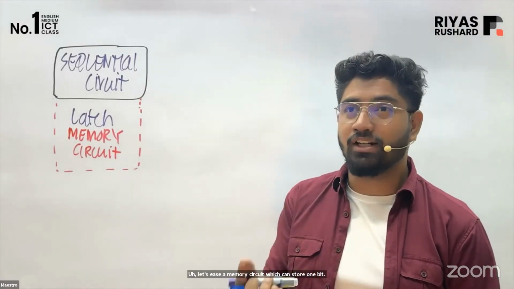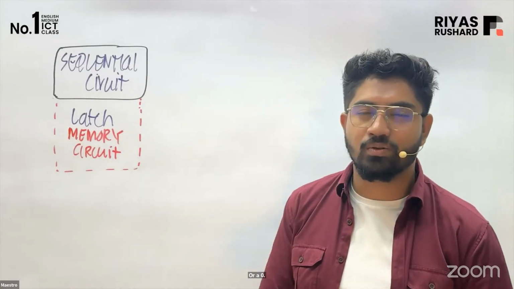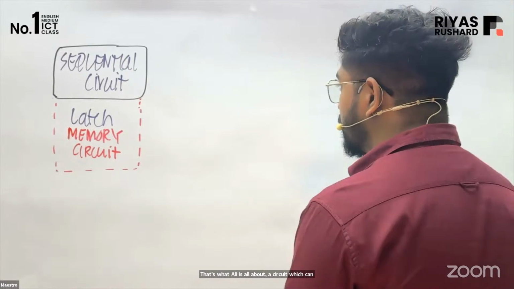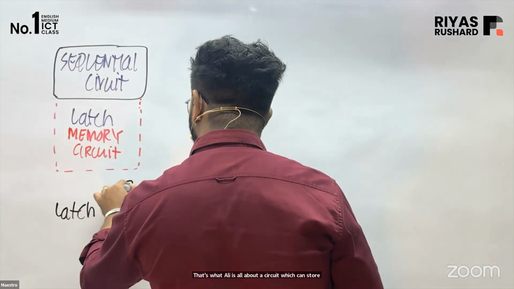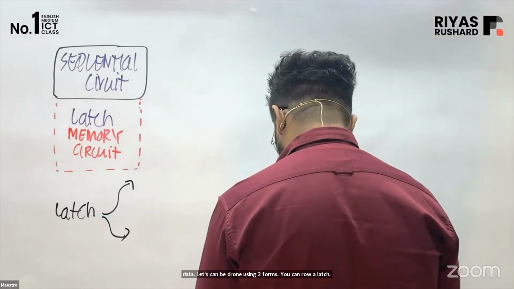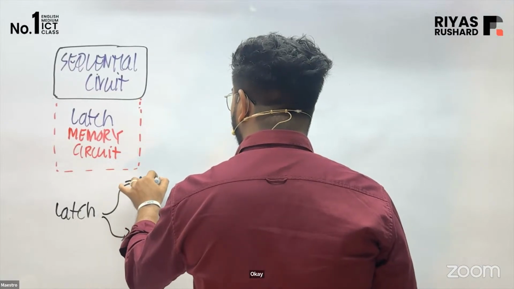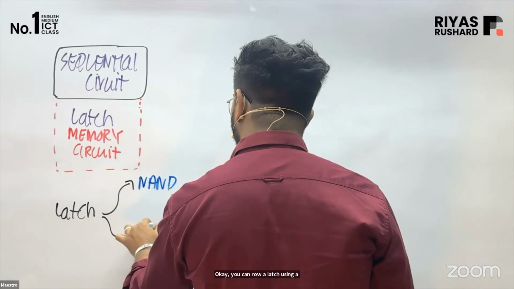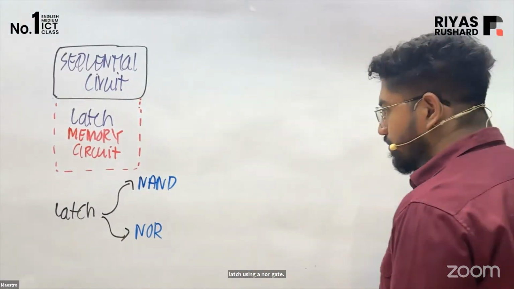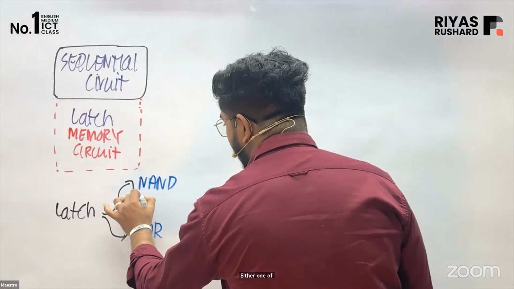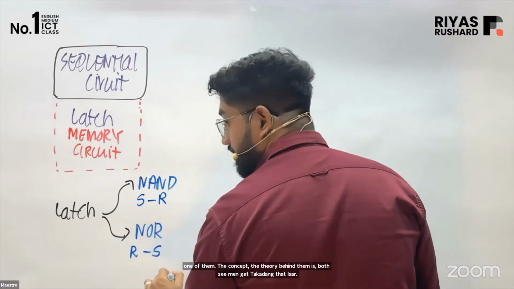It can store either 1 or a 0. That's what a latch is all about. A circuit which can store data. A latch can be drawn in 2 forms. You can draw a latch using a NAND gate. You can draw a latch using a NOR gate. Either one of them, the concept, the theory behind them is the same. With NAND gate, that is SR. With NOR gate, that is RS.